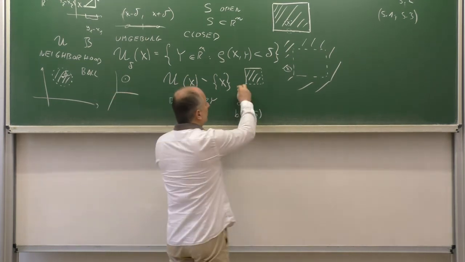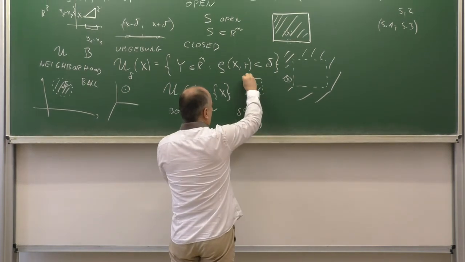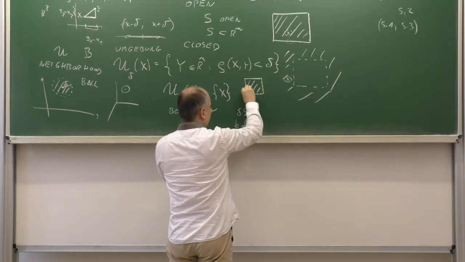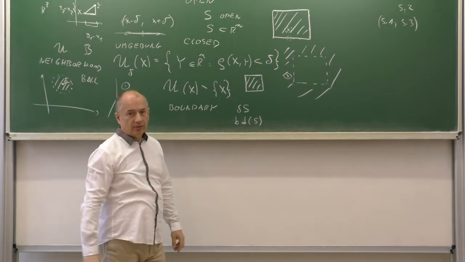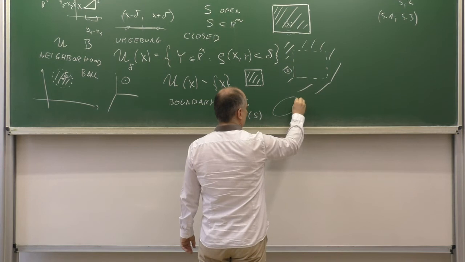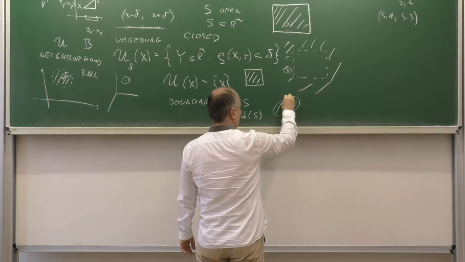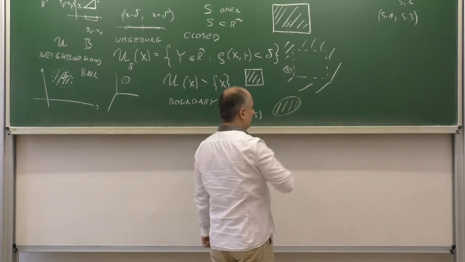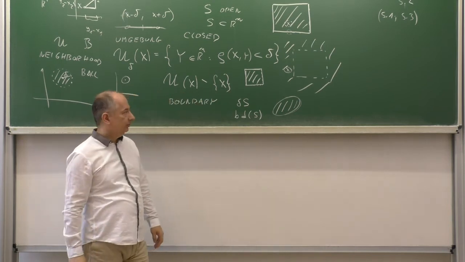So for the square rectangle like that, boundary consists of these four segments. If you have an ellipse like that, then the boundary of this set is the curve around the ellipse.